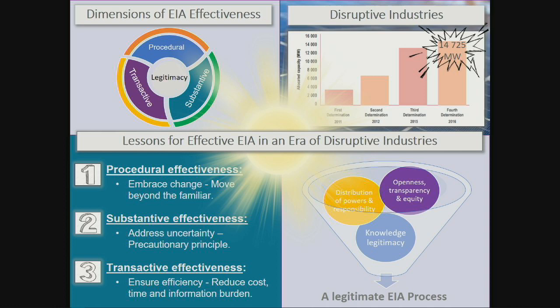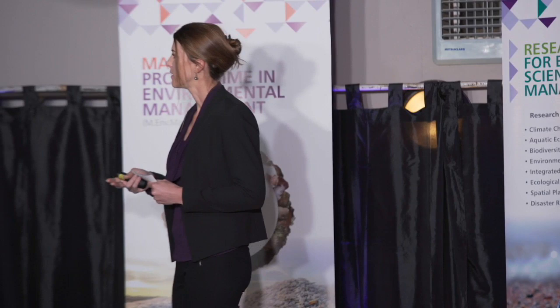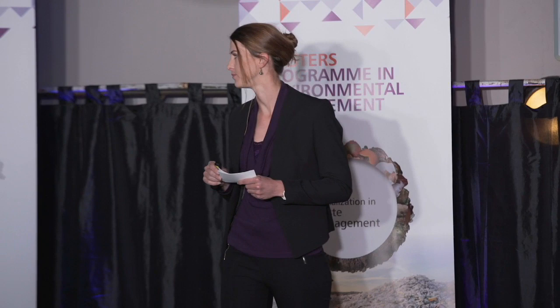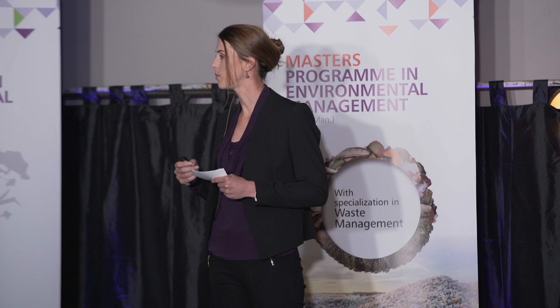So considering this multidimensional nature of EIA effectiveness, what lessons can we learn from renewable energy as a disruptive industry? In South Africa, we have seen an impressive growth of renewable energy in recent years. So we argue that there are valuable lessons to be learned from this industry. These include, one, we need to embrace change and move beyond the familiar, in other words, legal compliance and just checking the boxes. We need a stronger focus on international best practice and discretionary decision making.